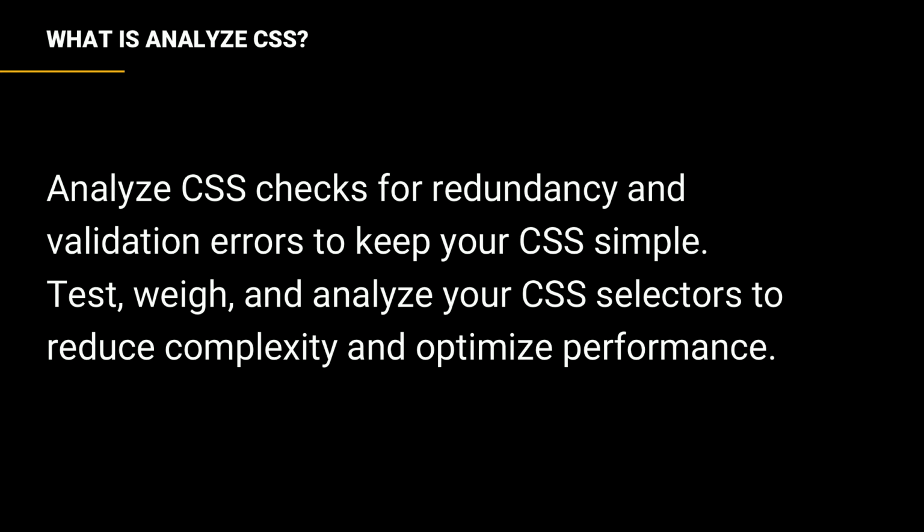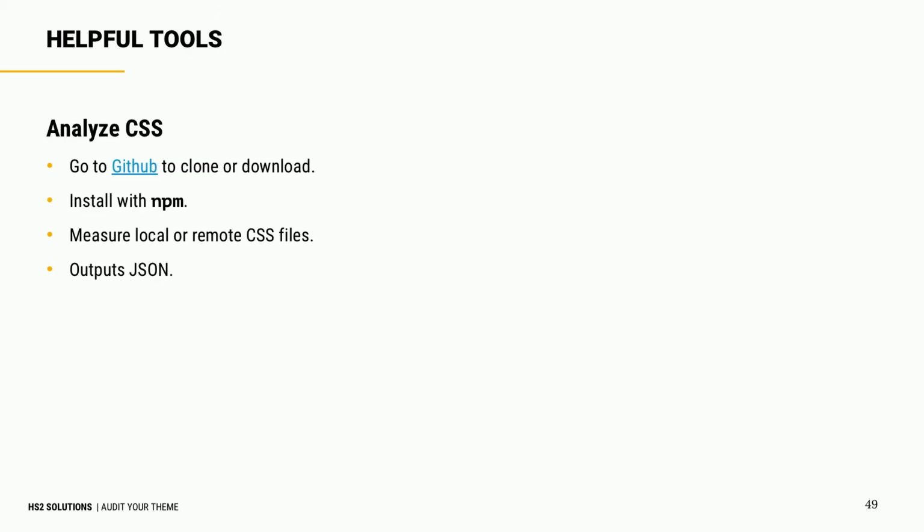So Analyze CSS, according to their page, and this is the second tool, checks for redundancy and validation errors to keep your CSS simple, test, weigh, and analyze your CSS selectors, reduce complexity, and optimize performance. Sounds the same, right? Because it pretty much is exactly how you set it up before. So to get started, you go to the Analyze CSS GitHub repo, download, install with NPM, and then start pathing to measure your local, or you can also, I believe it's a curl, go to remote CSS files, but again, I always like to just have it local and running. And I also love to have it output JSON. Helps you get a baseline.